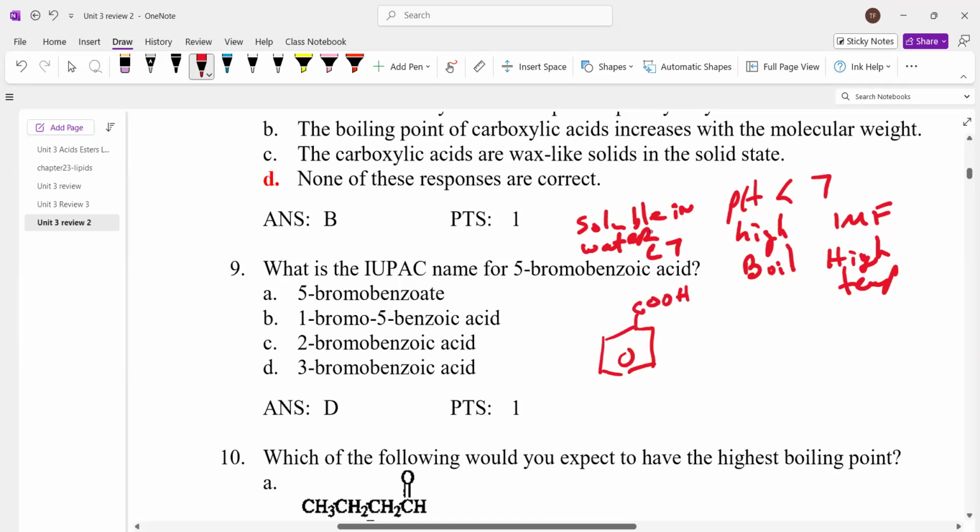Okay, so we go 1, 2, 3, 4, 5. Okay, so that's not written correctly. It should be 1, 2, 3 bromobenzoic acid. What is the correct IUPAC name for a 5-bromobenzoic acid?